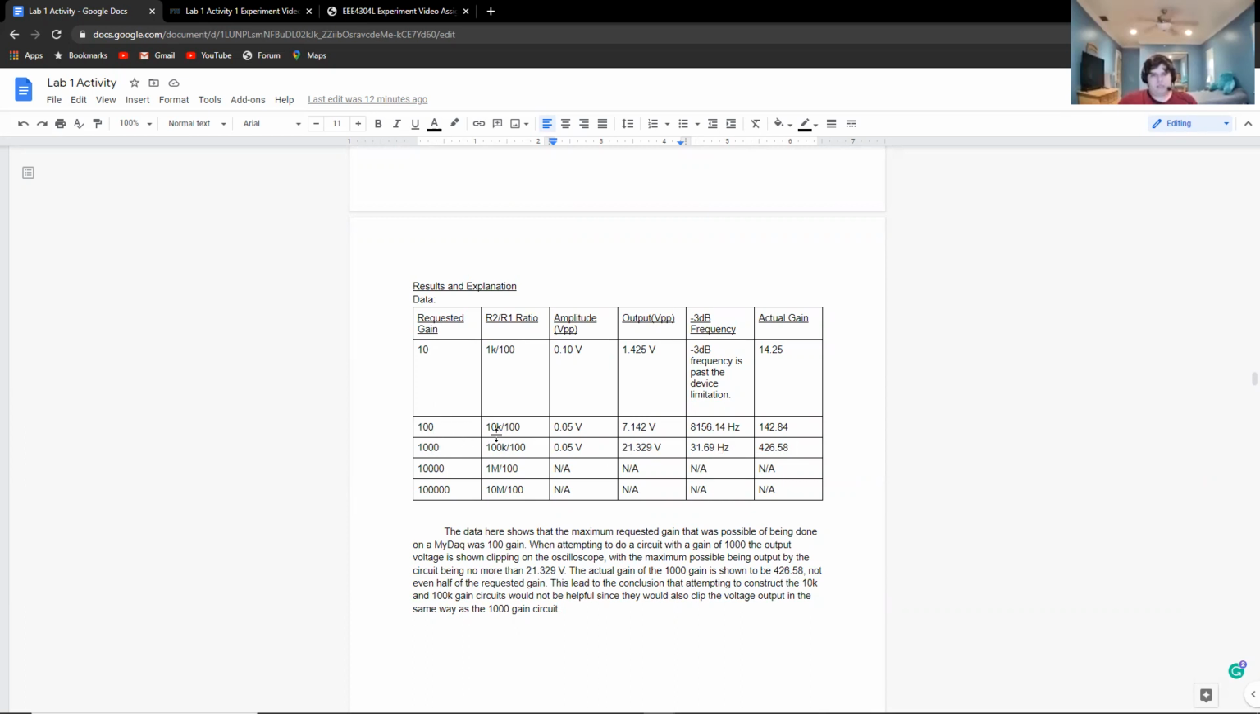So that means the highest requested gain that we were actually able to do was 100. We weren't able to do 10K or 100K. Here we can see that the amplitude used was 0.10 volts, and the output we got was 1.425, which gave an actual gain of 14.25. We were able to determine that this is probably due to an offset voltage in the circuit that is altering the actual output. So we got slightly higher, and this is also shown here when attempting the requested gain of 100, where we actually got a gain of 142.84.